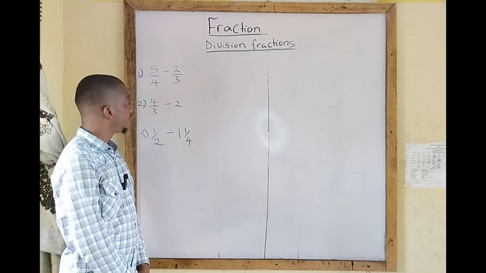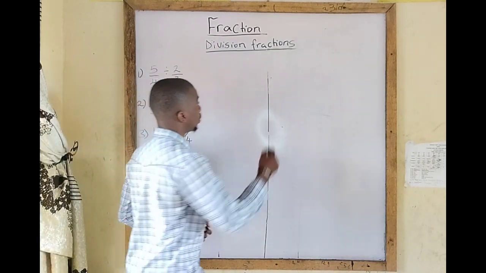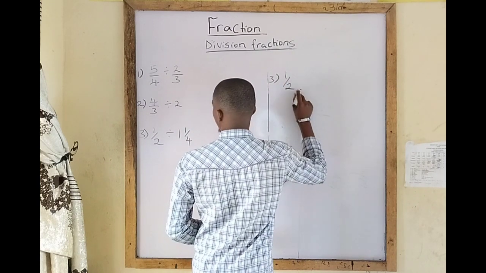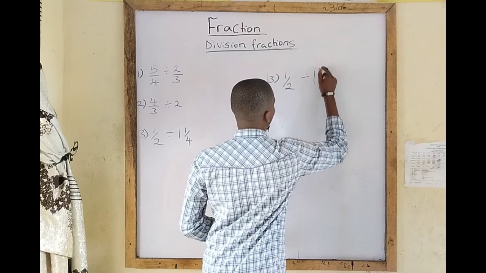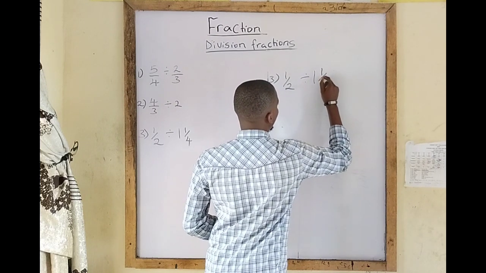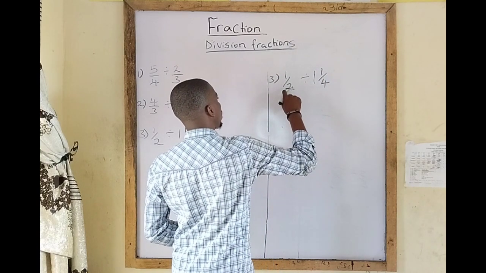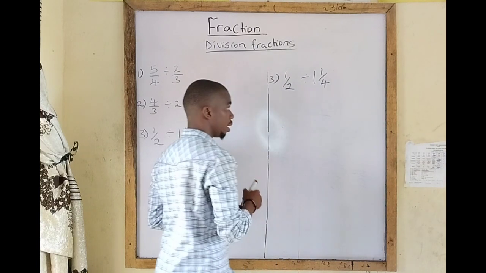The next one we are going to consider is number 3 question, and it says 1 all over 2 divided by one whole number 1 all over 4. We should divide 1 all over 2 by one whole number 1 all over 4.